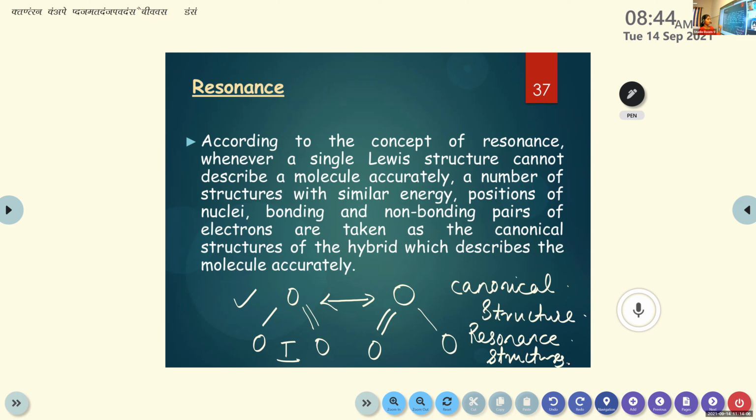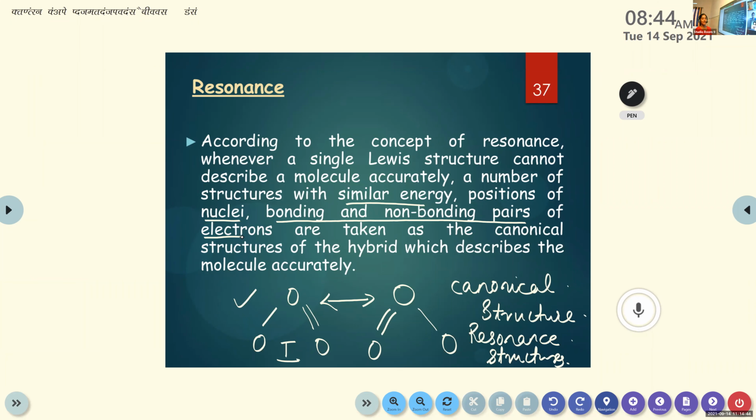So we can draw different structures for a molecule to learn the properties of that molecule accurately. But the conditions are it should have a number of structures with similar energy. Both should have similar energy. Then positions of nuclei. Here the central atom, there is no change in the central atom, right? The positions of nuclei have not changed. Then bonding and non-bonding pairs of electrons should not be changed. These are taken as the canonical structures of the hybrid, which describes the molecule accurately.